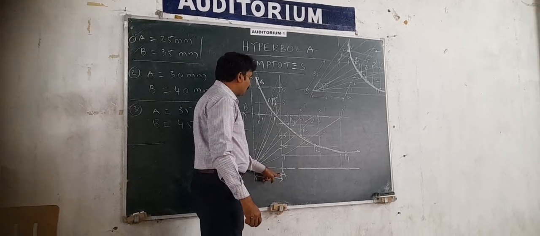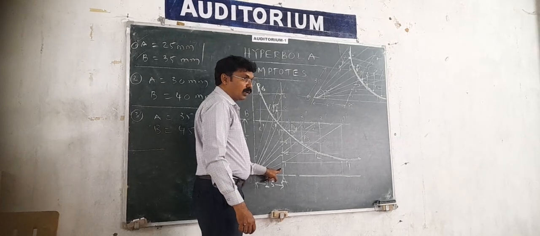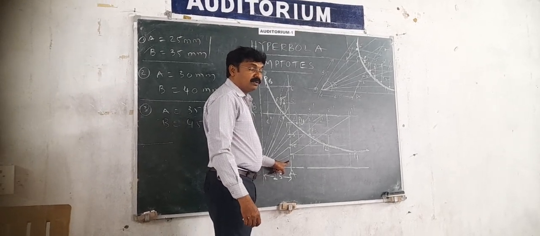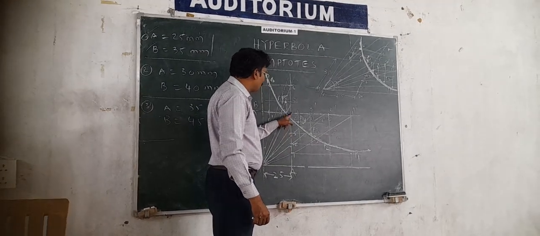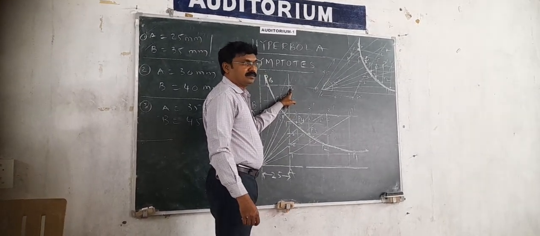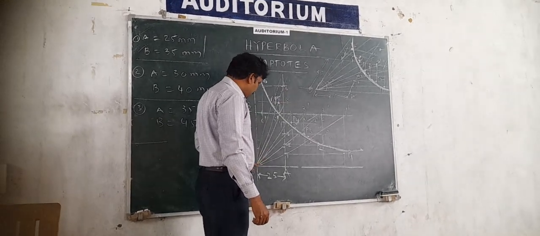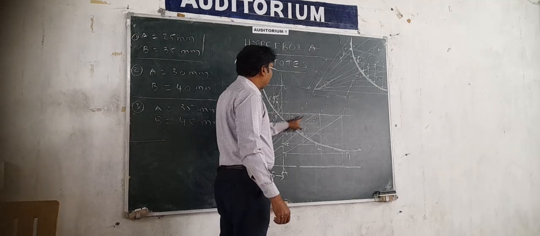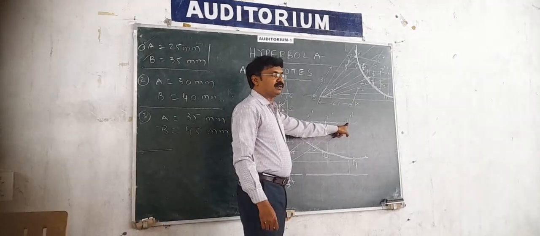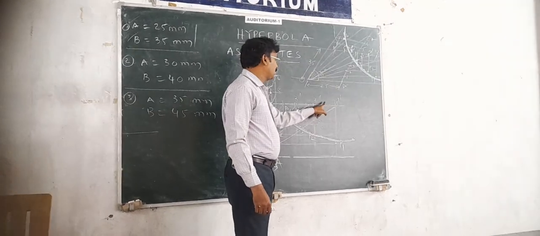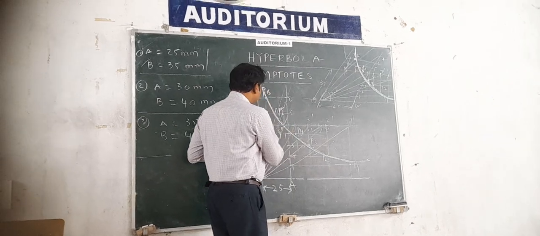Now on the asymptote A, locate some equidistant points 1, 2, 3, 4, 5, 6, like that. And on the asymptote B, again locate some equidistant points 1 dash, 2 dash, 3 dash, 4 dash, and 5 dash.